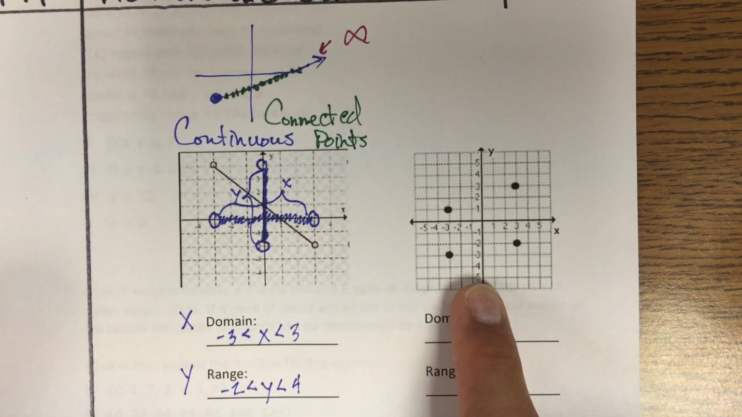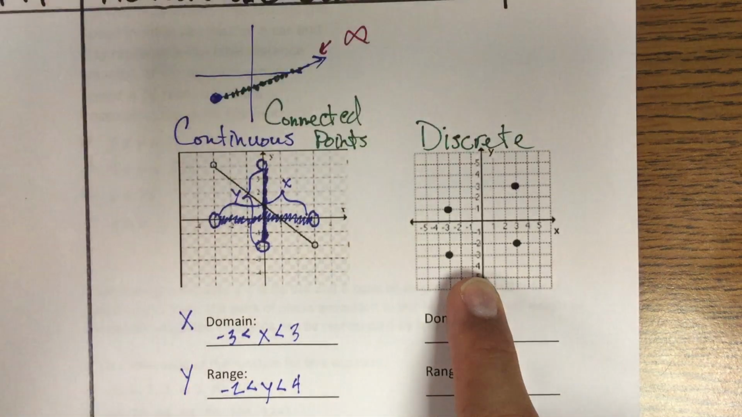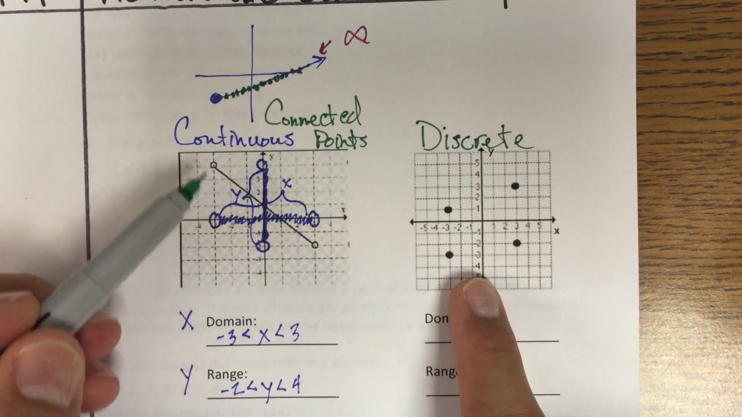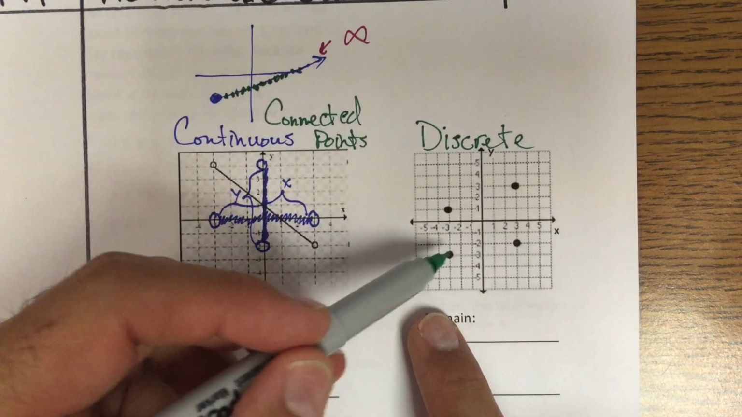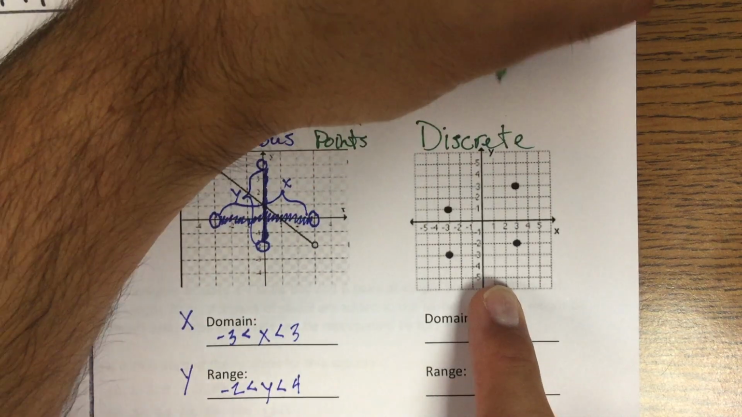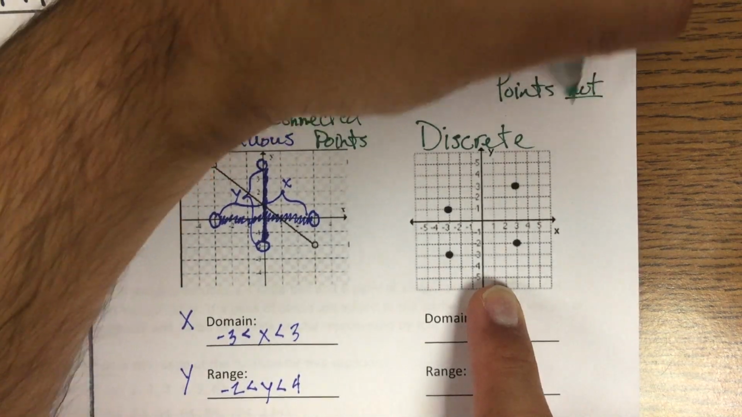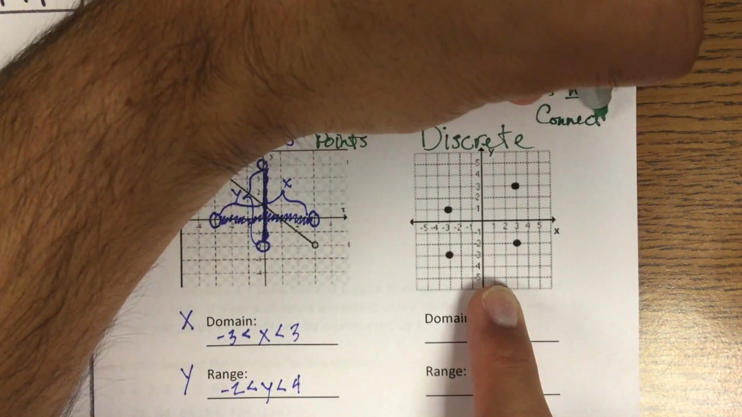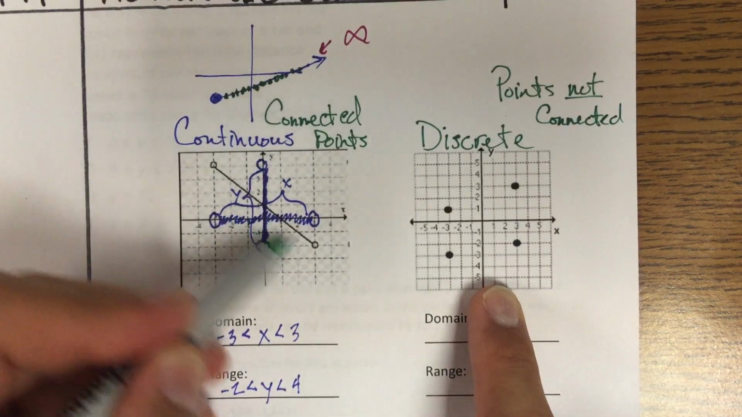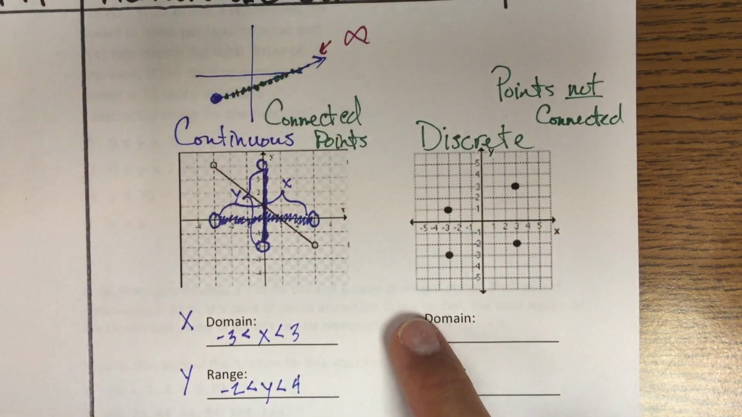But here, do I have connected points? I do not have connected points. This is a discrete graph. So if you see a solid line with connected points, it's continuous. If you see a graph where the points are not connected, this is a discrete graph. Continuous is I draw a line and I connect all my points. Discrete, I just have points and I do not connect the dots.